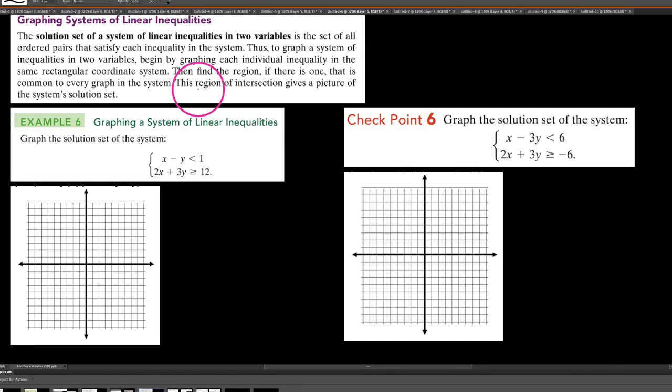Okay, YouTube, this is my next video on graphing inequalities in two variables, in which we're going to focus on what we refer to as graphing systems of linear inequalities. So recall that previously when we talked about systems of equations, we had equations in this form: ax plus by equals c, and dx plus ey equals f.